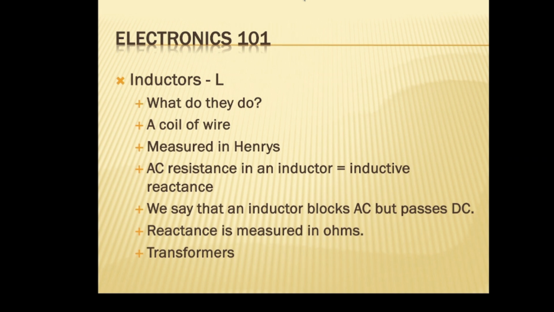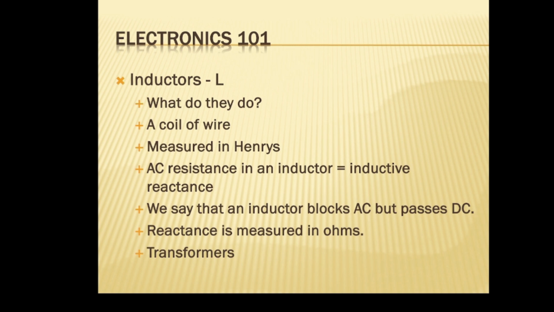Inductors are measured in henries, and henries is big. It's kind of like farads. So most of the things we'll see will be a micro henry or a milli henry, a thousandth of a henry. And we sometimes call them chokes instead of inductors. It's easier to say. But anyway, you'll see either one of those terms used. Measured in henries or fractions thereof.